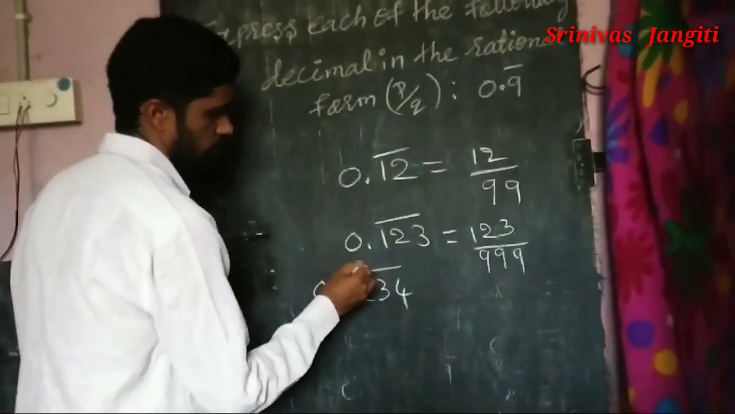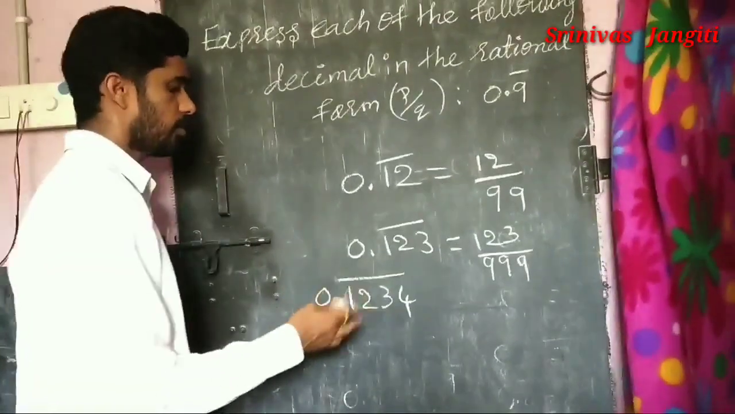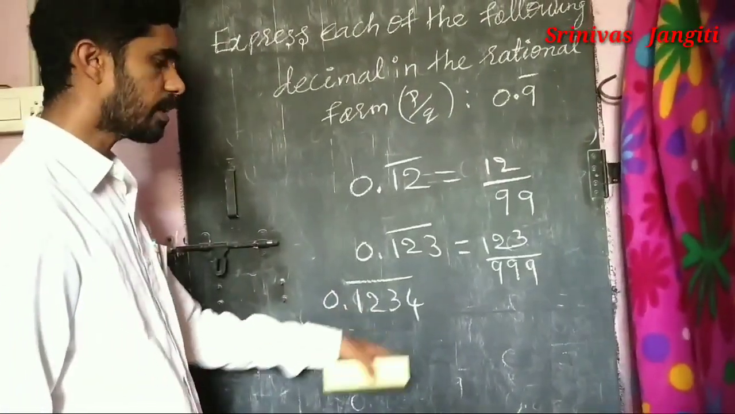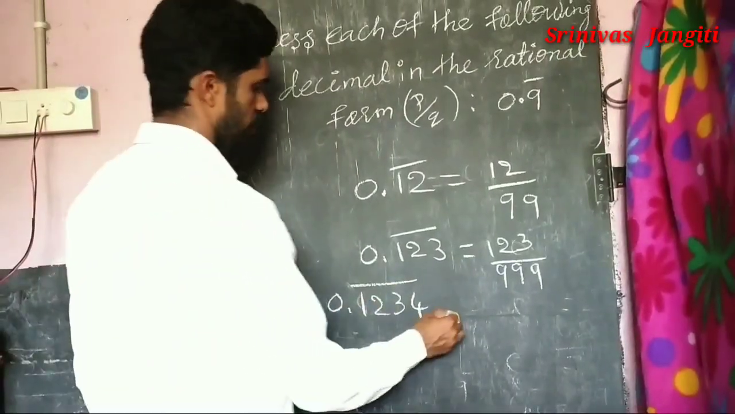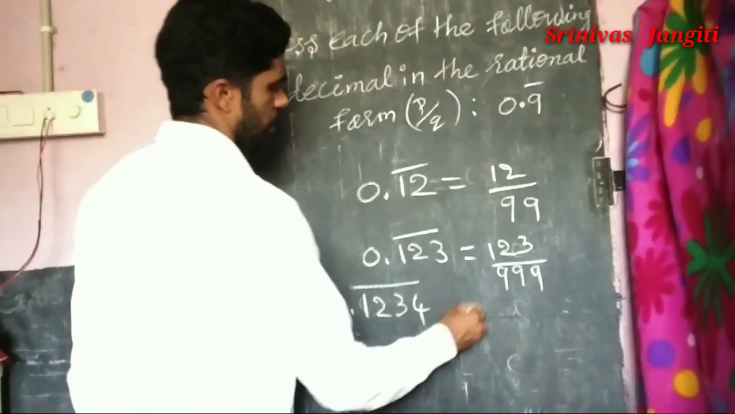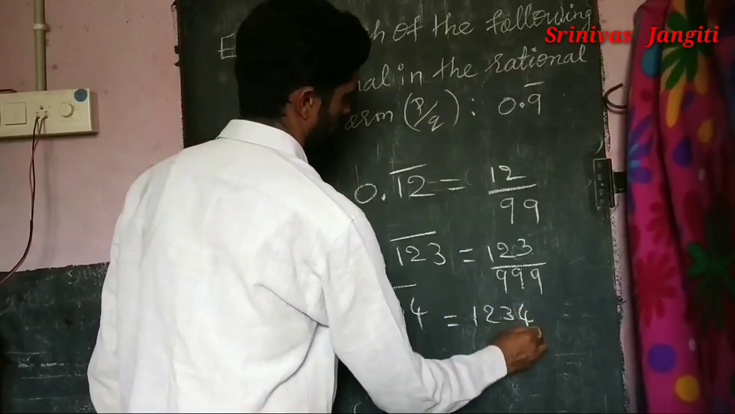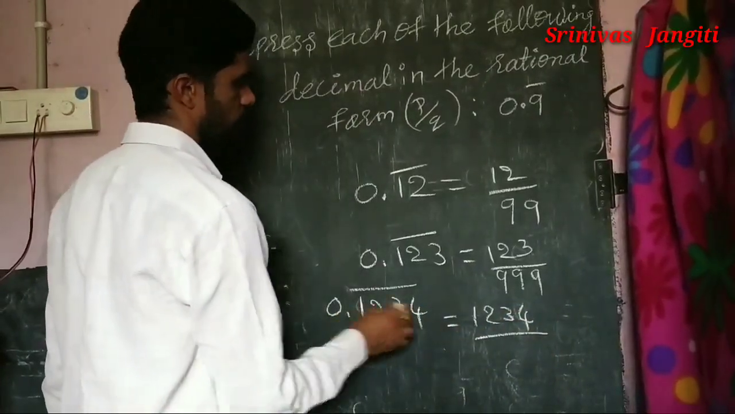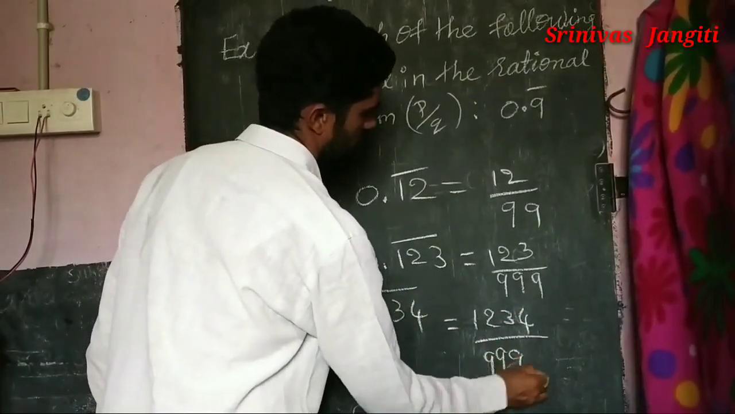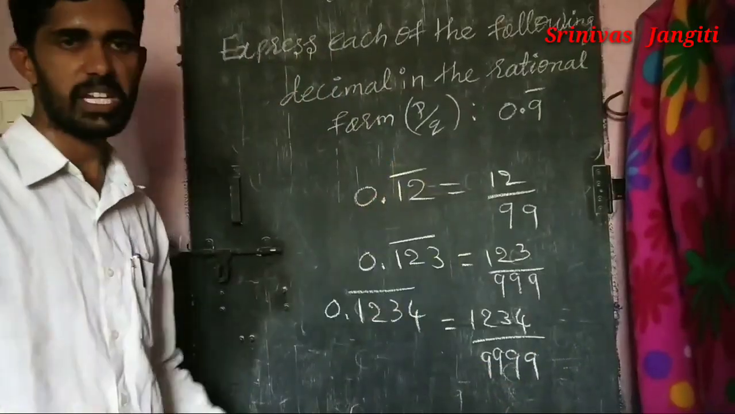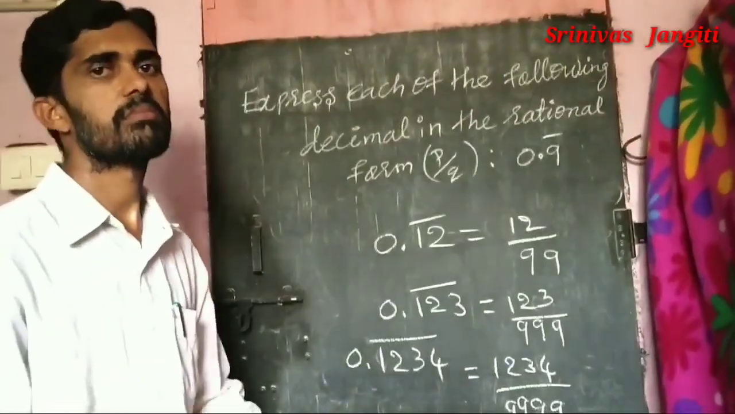Suppose 0.1234 bar. What is that? It is 1, 2, 3, 4 bar. Here how many digits have the bar? 4. That means the period is 4. Then what do we take here? Simple. 1234 by 4 nines, 9999. Is that very easy now? Is there anything hard? Nothing.